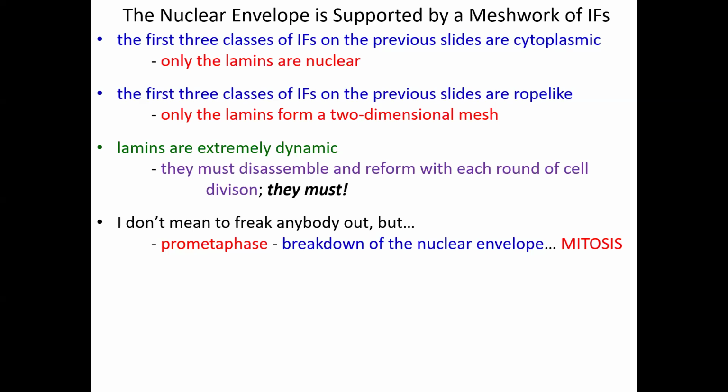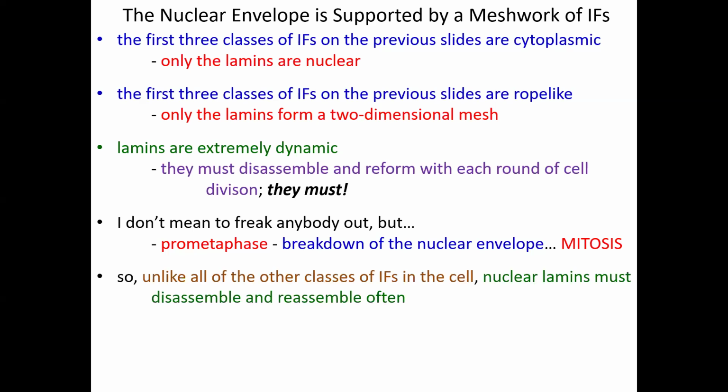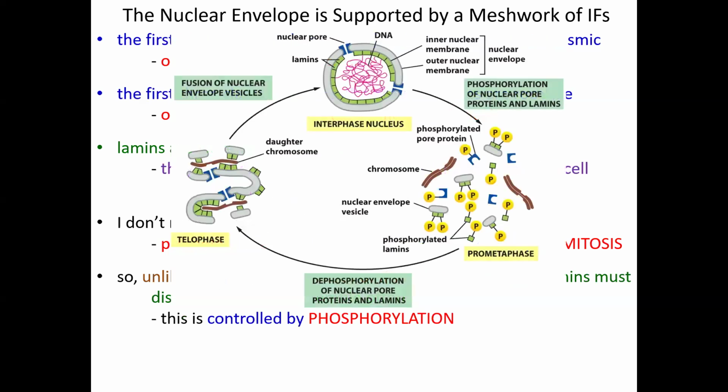Well, for the nuclear membrane to break down, that means the nuclear lamins have to break down because they are the protein cage of the nuclear membrane. So unlike all of the other classes of the intermediate filaments, the keratins, the vimentins, the neurofilaments, nuclear lamins must disassemble and reassemble with each round of mitosis. And this disassembly and reassembly is controlled by phosphorylation, which means it's controlled by kinases and phosphatases.